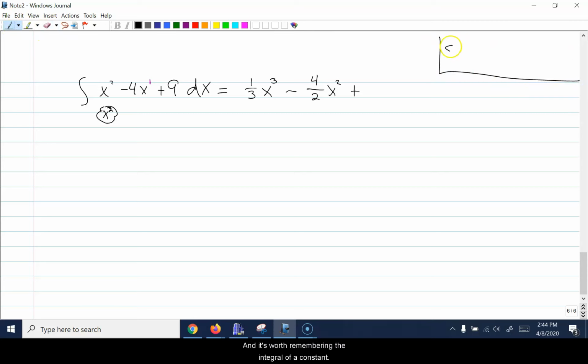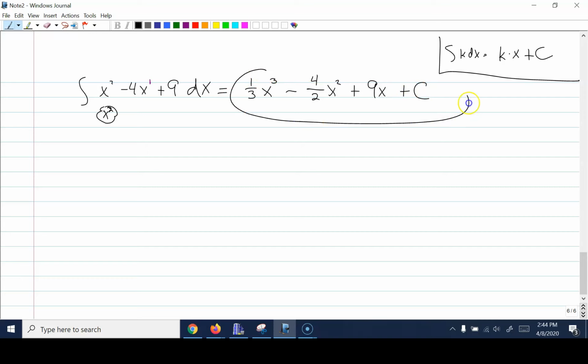And it's worth remembering. The integral of a constant is that constant times x. So the integral of 9 is 9x. And at the end, we put a plus c. There's the integral. 4 over 2 reduces, so I could rewrite that.